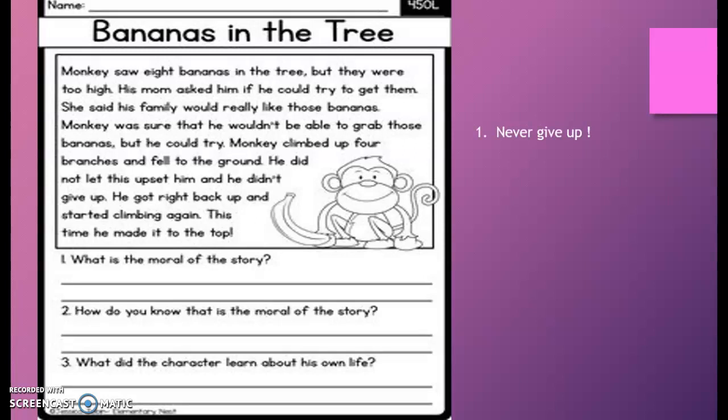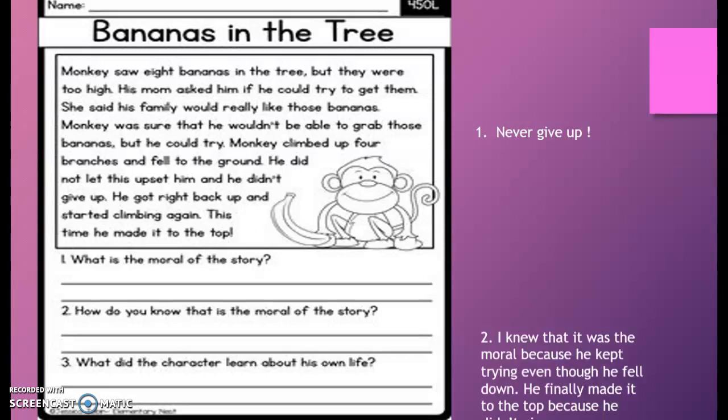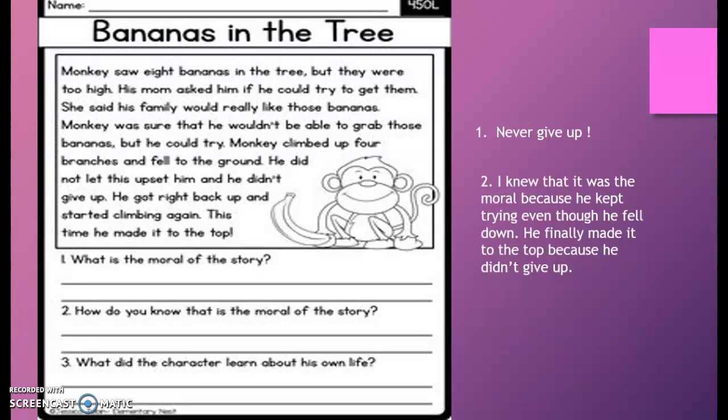Number one, never give up. If you don't give up, you'll always reach your goal. He made it to the top because he didn't give up. How do you know that is the moral of the story? I knew that it was the moral because he kept trying. Even though he fell down, he finally made it to the top because he didn't give up.